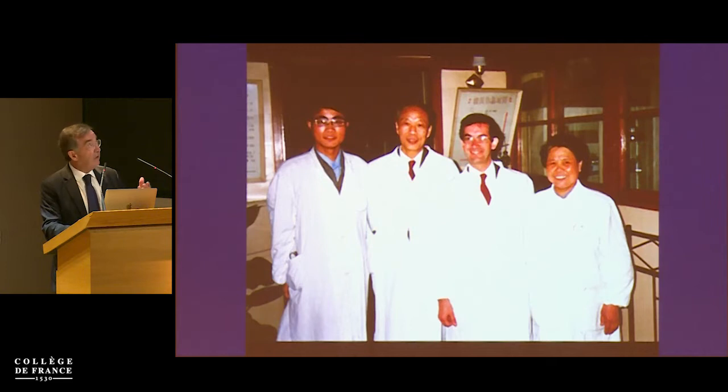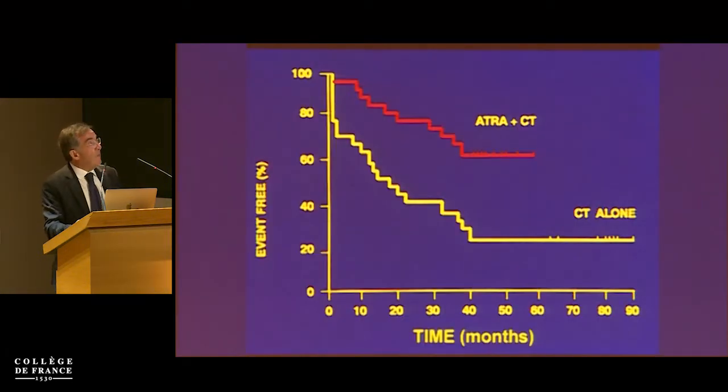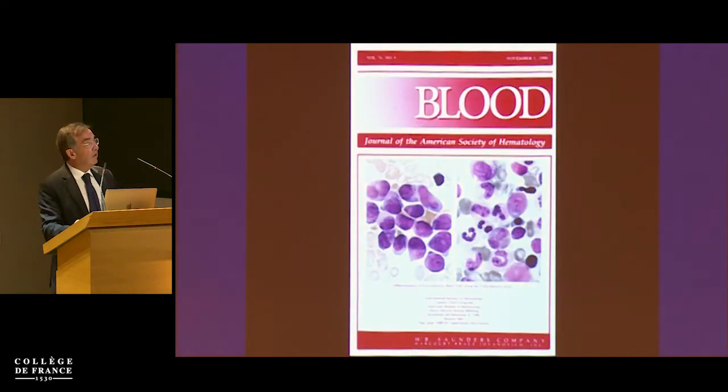I saw the first patient in 1987 in China, and what happened in vitro happened also in vivo. And for that, we worked together, and during a press conference, it was a travail à deux, that means two for this work. Wang Zhenyi said that without the meeting we had in 1985 with Christine, nothing would have been possible. This study made in Hospital Saint-Louis in Paris opened my eyes about all-trans retinoic acid. So it was a real collaboration between the Chinese and the French. And we made a comparison between all-trans retinoic acid plus chemotherapy compared to chemotherapy alone. You can see the big jump of the remission rate in these trials. So we published it in Blood, and they asked us to make the cover page.